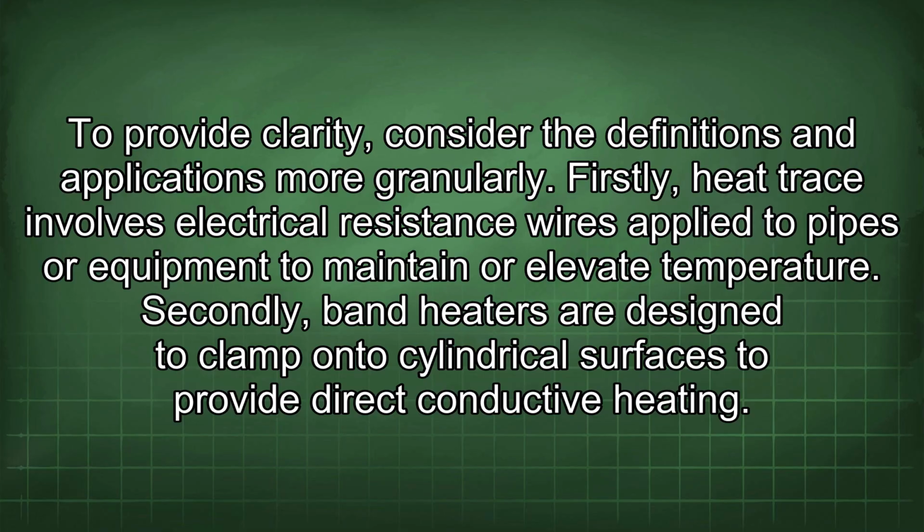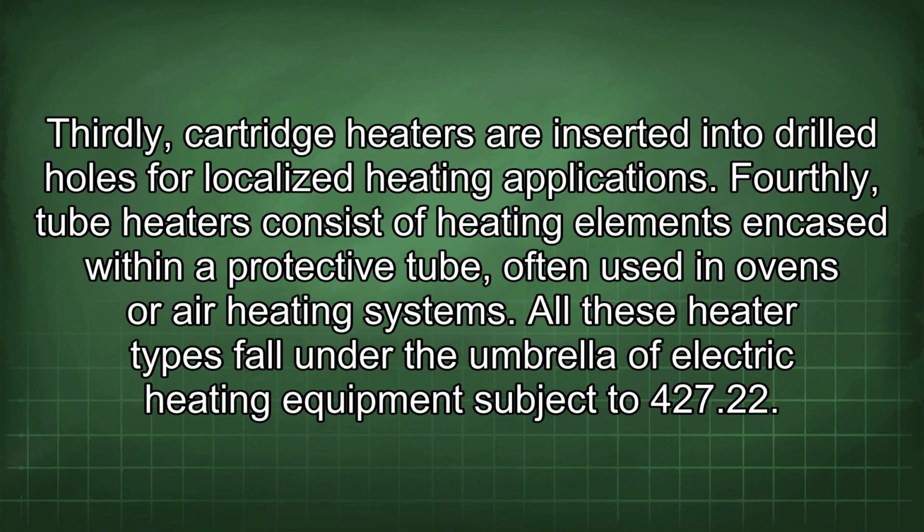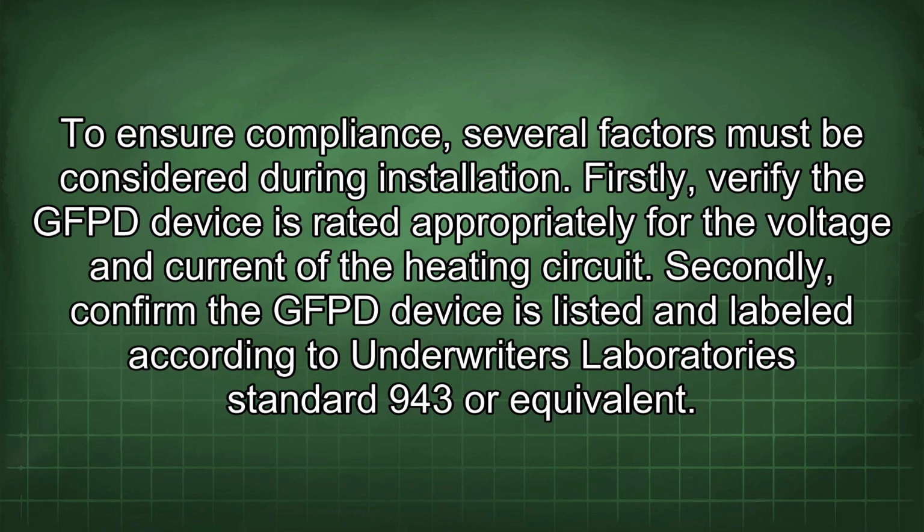Firstly, heat trace involves electrical resistance wires applied to pipes or equipment to maintain or elevate temperature. Secondly, band heaters are designed to clamp onto cylindrical surfaces to provide direct conductive heating. Thirdly, cartridge heaters are inserted into drilled holes for localized heating applications. Fourthly, tube heaters consist of heating elements encased within a protective tube, often used in ovens or air heating systems. All these heater types fall under the umbrella of electric heating equipment subject to 427.22.